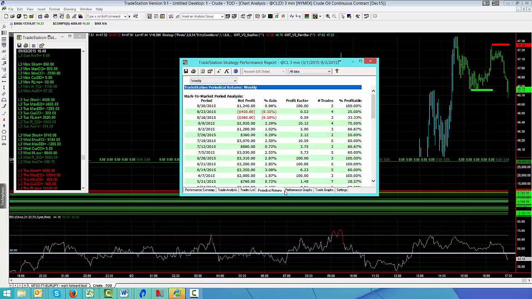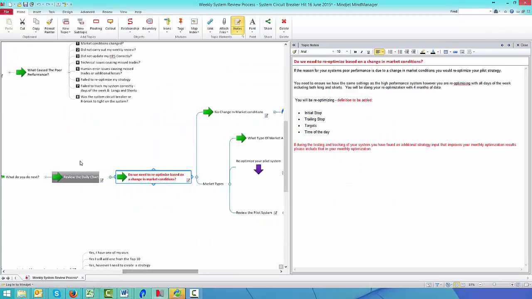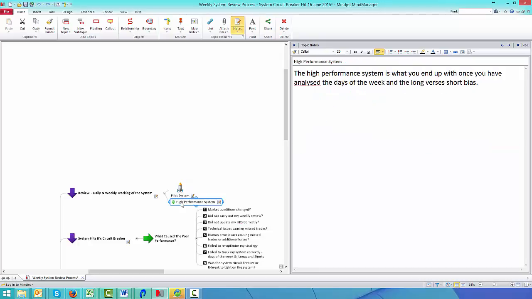So what I've done is I've put together a little bit of an optimization spreadsheet that allows us to have a bit of a look at how the system has performed. So if we created this system in June and we haven't touched it. When I say we created the system, what we actually did was we put together a high performance system. So there was no adjustment to the system or anything like that. We developed a baseline pilot system, and then from there we put together our high performance system.